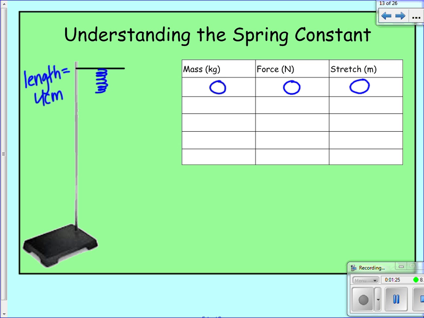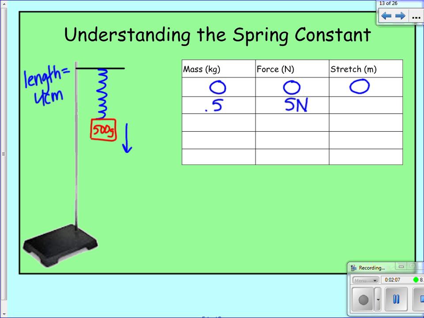Okay, now let's add some mass. Let's say we added to our spring 500 grams. So I'm going to show that by erasing this. And now let's say the spring stretches once we've added the 500 grams to the spring. Our mass is 500 grams, which in kilograms would be 0.5. And the force would be 0.5 times the acceleration of gravity, which is 10, or in other words, 5 newtons. So there's 5 newtons of gravitational force pulling down on the spring.